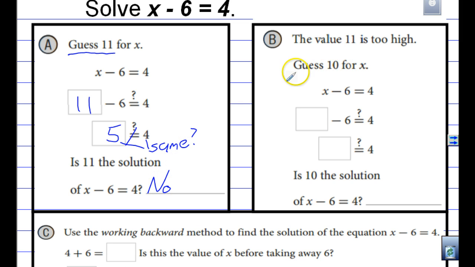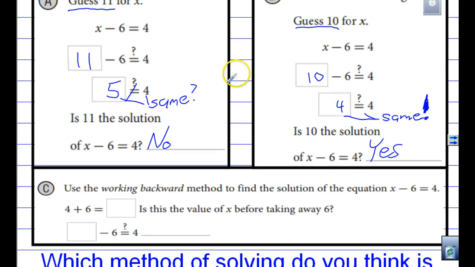Okay? Over here they say, well now let's guess 10. All right, so we plug in 10. 10 minus 6 is 4. So now we have the same on both sides. Okay, so yes, it is a solution. So every time you do a check, this is the process you go through. If it's the same, you're good, you circle your answer and move on. If it's not the same, there's a mistake somewhere, and we've got to figure it out.